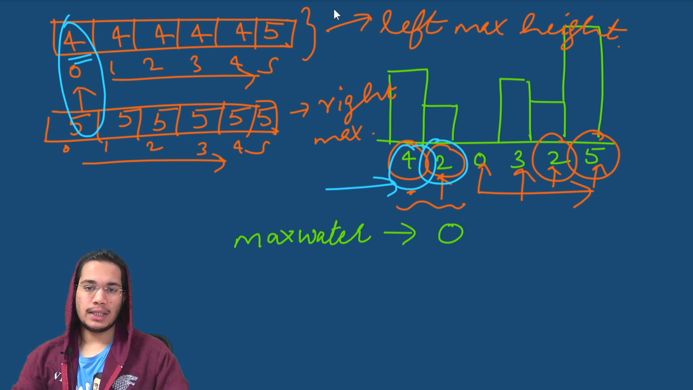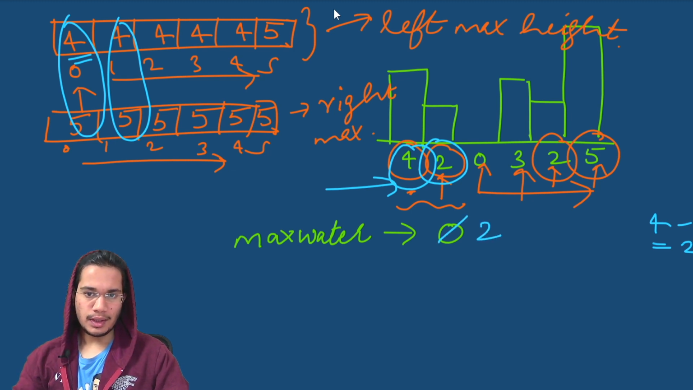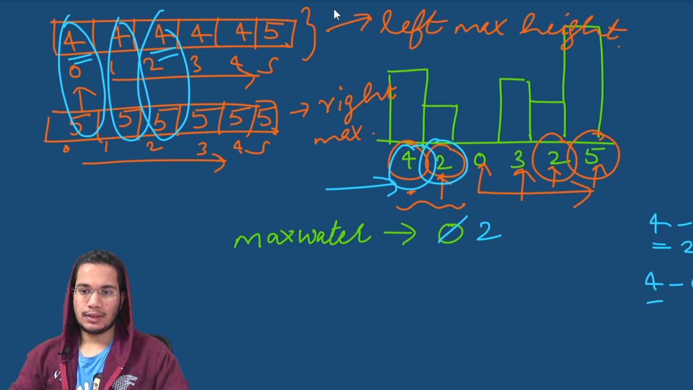Then we move on to building number 2. For this, the values are again 4 and 5, out of which the smaller one is 4, which is more than 2. So 4 minus 2 is the amount of water that will get stored on top of building number 2. So we add 2 to this value and this becomes 2. Then for building number 0, the two values are again 4 and 5, out of which the smaller one is 4. So 4 minus 0 is again 4, which is what we'll add to this value. So the total water till now becomes 6.